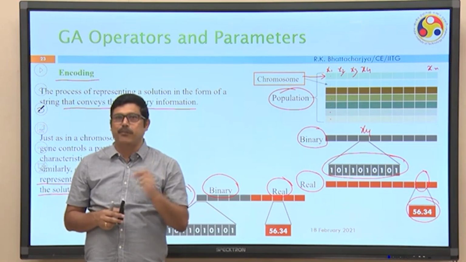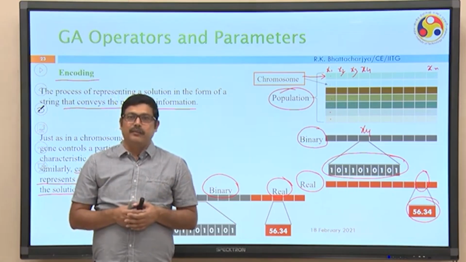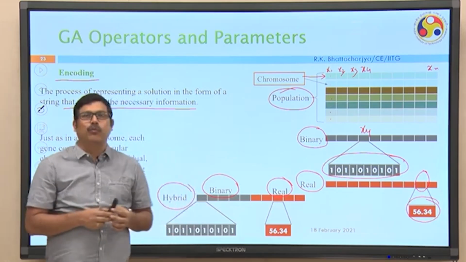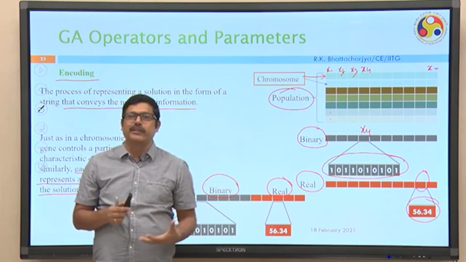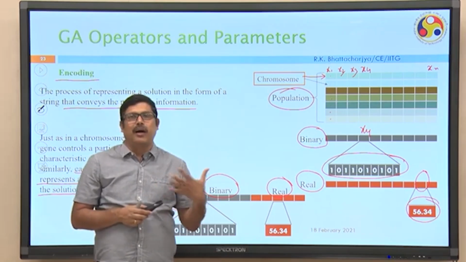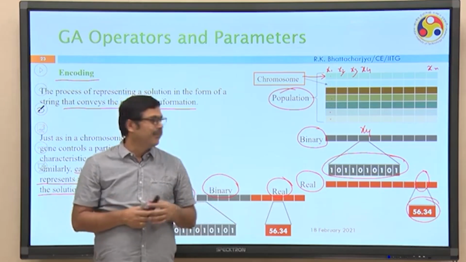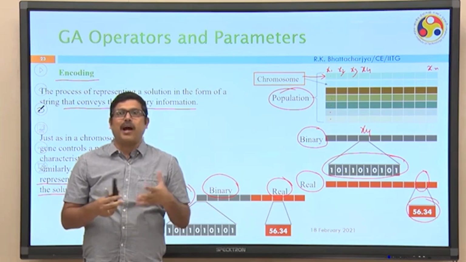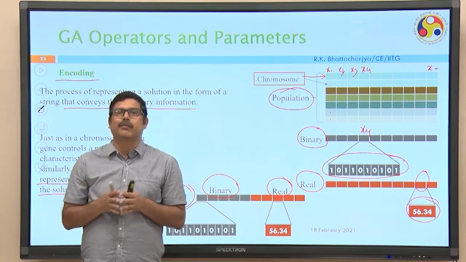So, BGA, binary coded GA, if your string is binary, and if you are using real values, decimal values, in that case we call it real coded GA. I will also discuss real coded GA, but we will start with binary coded GA. Sometimes we use a hybrid string, that means part of the string is real and part of the string is binary.